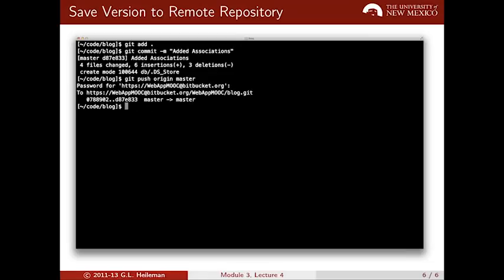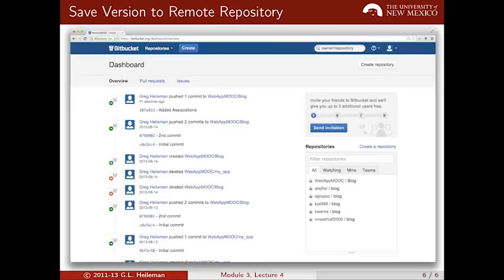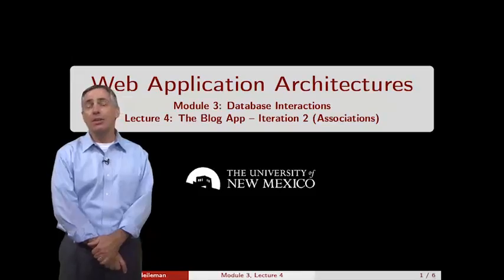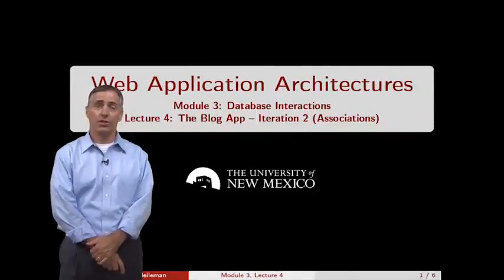This has now been pushed up to the Bitbucket account, and let's take a look at that just to verify. I've opened up my Bitbucket account, and you can see that the commit that we did that had the message added associations is now available at my remote repository, and it's also in my local Git repository. This completes the 4th lecture in Module 3.